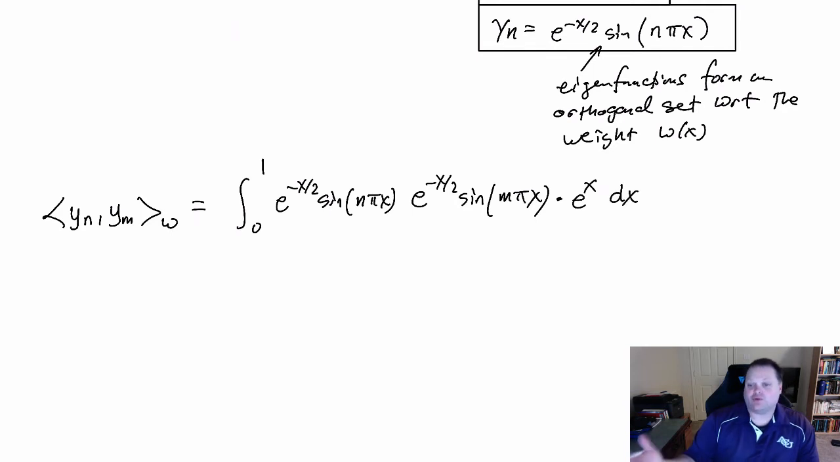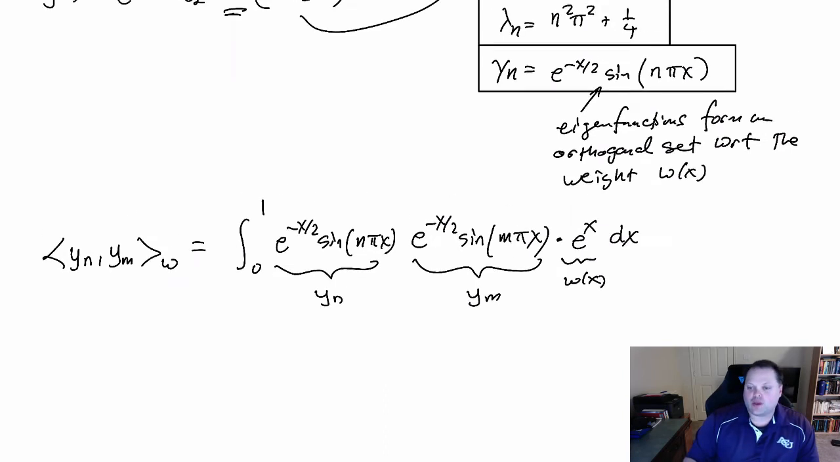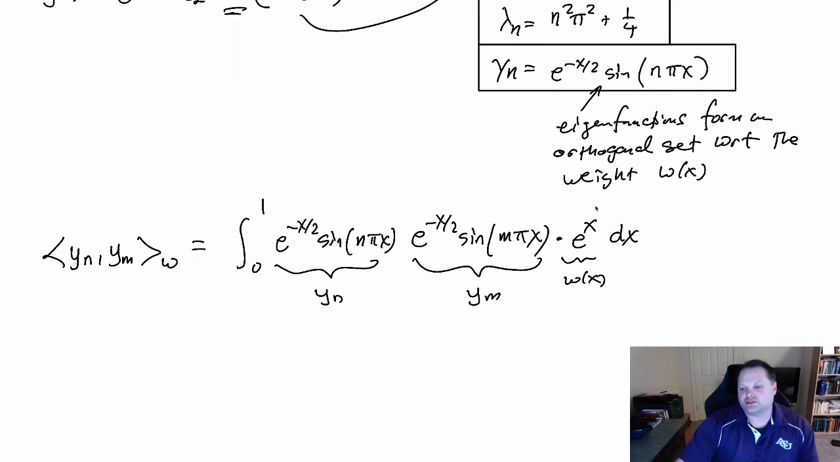And I want you to take a look at what happens here. It's actually kind of crazy. This is yn. This is another member of that set ym. This is our weight function. And if you look, the weight function is the perfect function to cancel the e to the minus x over 2 that we had here and here, so that this ends up being an orthogonality relationship that we recognize. Look, e to the minus x over 2 times e to the minus x over 2 is e to the minus x, but then e to the minus x times e to the x is 1.